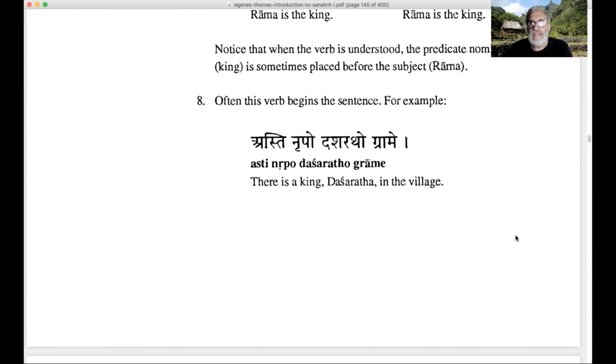We don't have to say a king. A king, the king is all the same in Sanskrit. There's no a, there's no the. In English, we say a is an indefinite article, a thing. The is the definite article, the thing. The indefinite and definite articles are a and the. So they don't exist in Sanskrit. We just say king in Sanskrit. So there is a king, there is the king, there is King Dasaratha in the village. This all means the same thing in English, and that's the way it's put in Sanskrit.